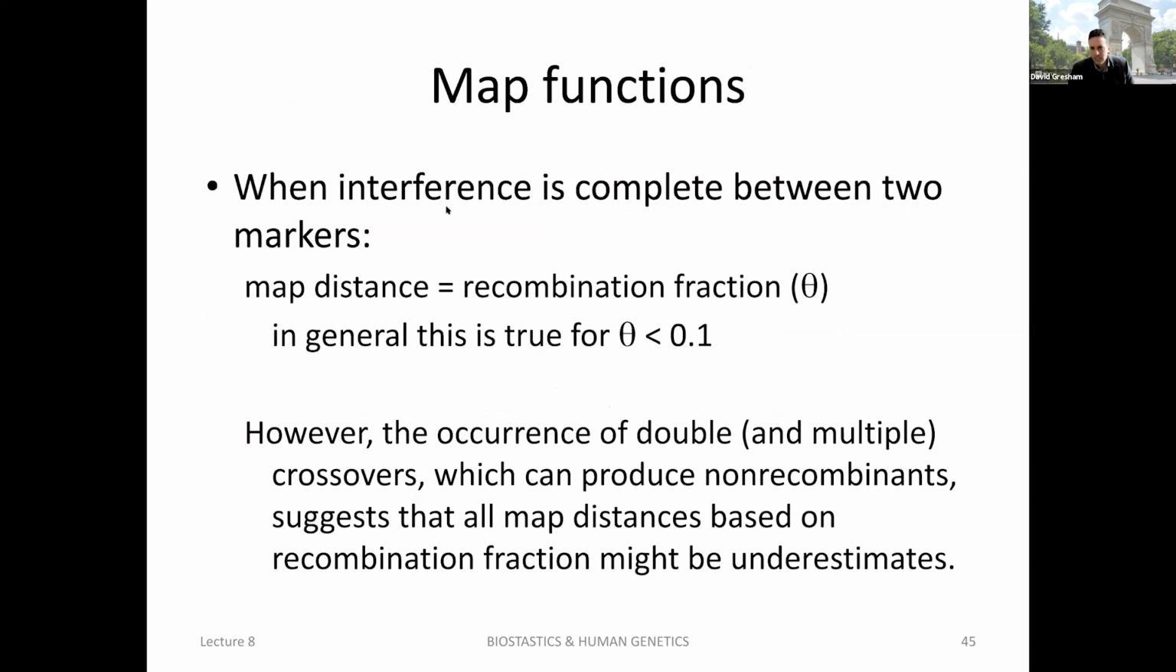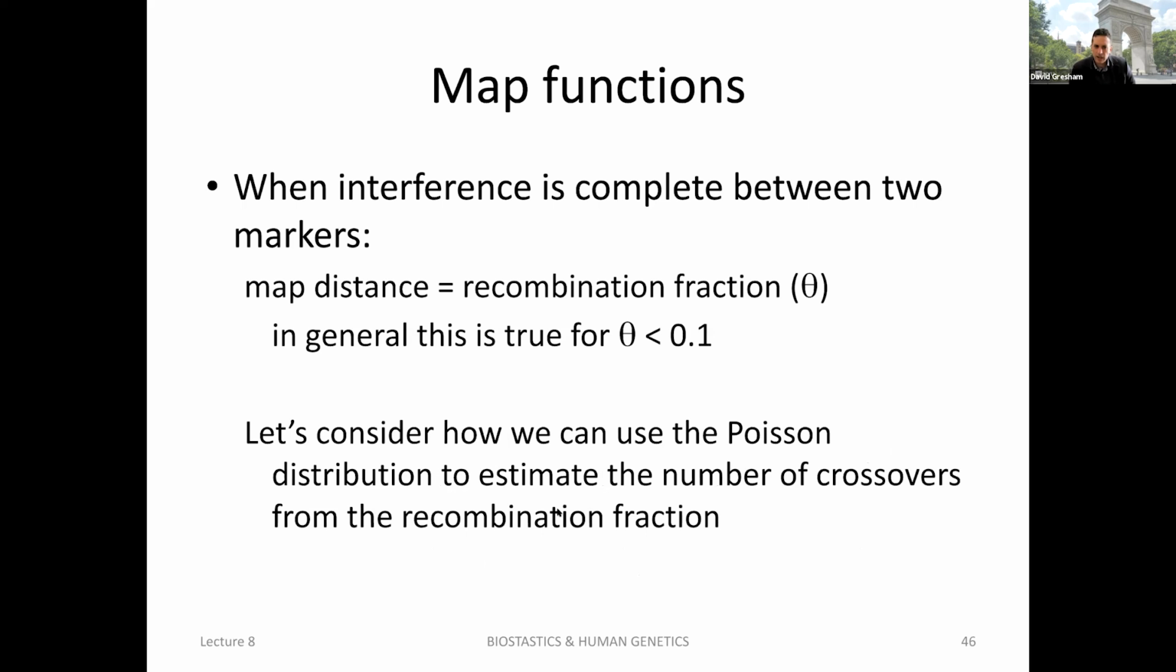When we have complete interference between two markers, then our map distance is equal to the recombination fraction. If by having a recombination event, a crossover event, we inhibit an additional recombination event adjacent to that, then we are going to observe those recombinants in our progeny, and that will be informative about the map distance. And this is certainly true when the recombination fraction is low, when the genes are close together. However, we have this issue of double crossovers and multiple crossovers, which, as we saw in the last class, will result in us observing non-recombinant progeny. And so this tells us that the map distances based on the recombination fraction are actually underestimates of the actual crossing over frequency between two genes.